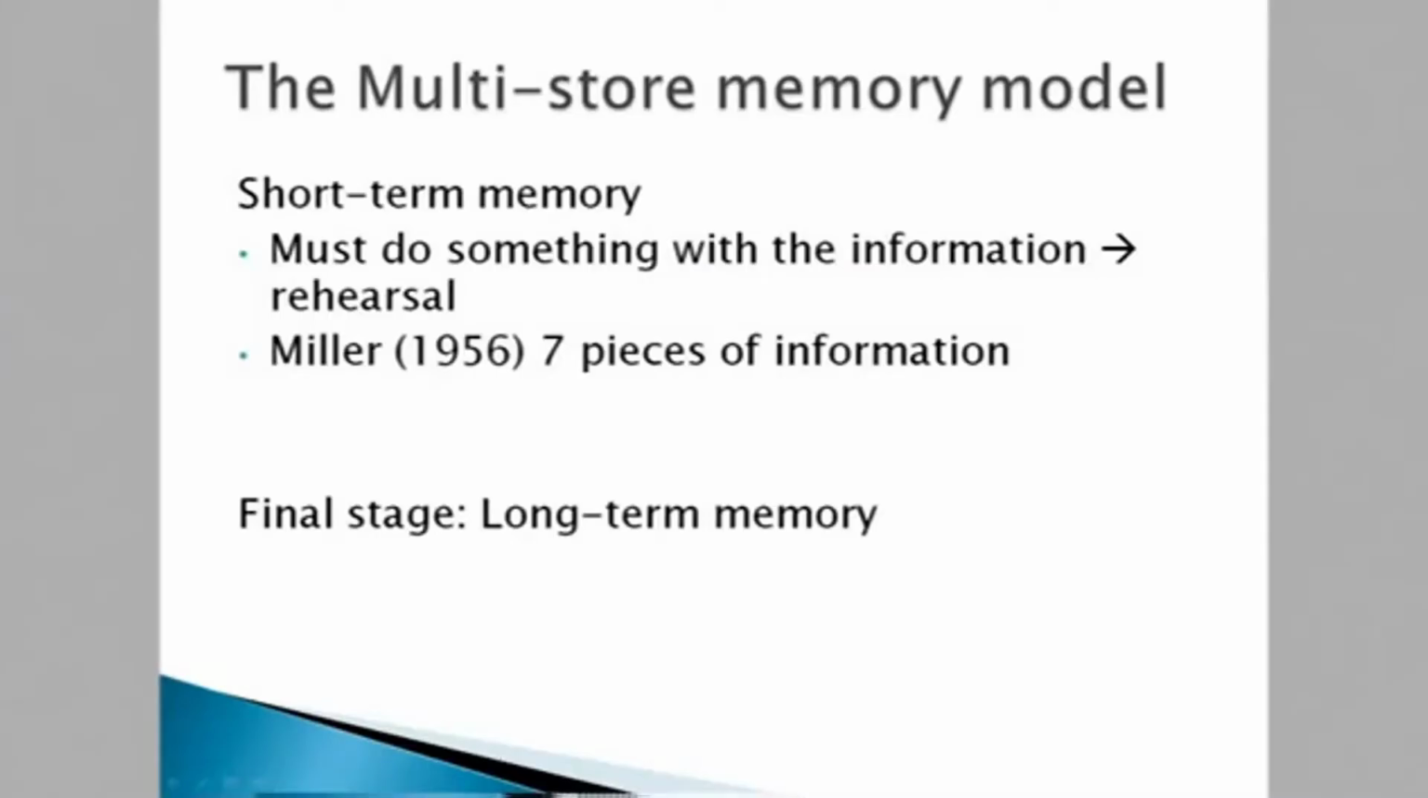Long-term memory is the final stage in this model. According to Atkinson and Shiffrin, we need rehearsal to move information from short-term memory. So in other words, we need to repeat information in our heads. We need to say it again and again, and perhaps again. Then it will be moved from short-term to long-term memory.